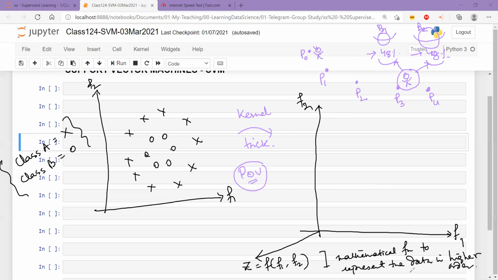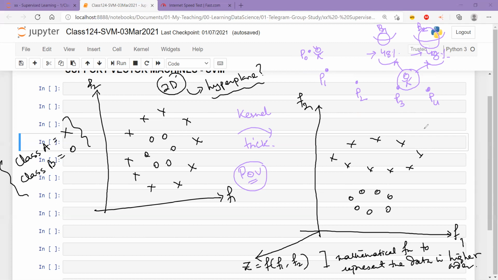I'm going to represent my data in higher order, which means that if I represent the data now, my expectation is it is going to look something like this, if I've done the calculations of Z properly. Something like this in 3D. So this was 2D, and hence I was finding a really difficult time to plot my hyperplane, because I was totally confused about where to plot it. Now I have a solution. This is in 3D. Now I've changed the dimensions. I added a new feature, Z, which is a function of f1, f2.